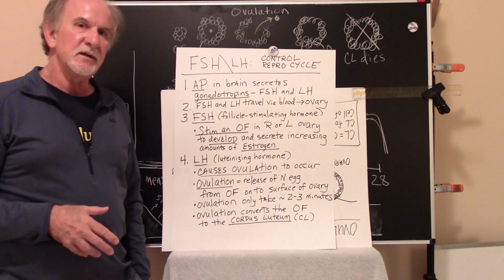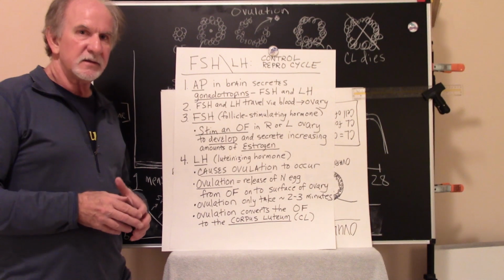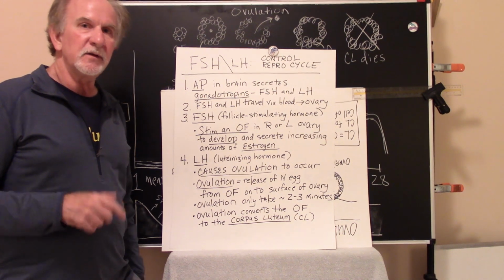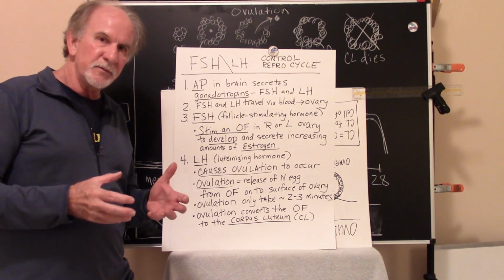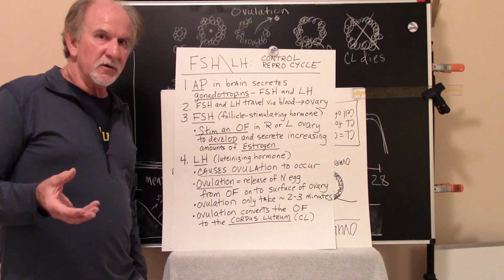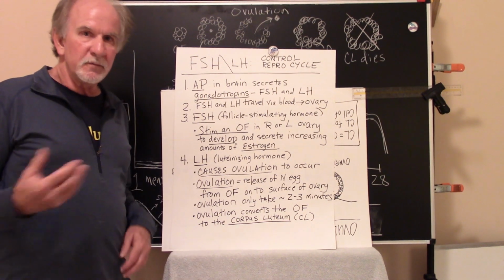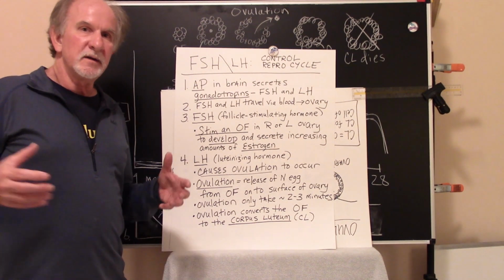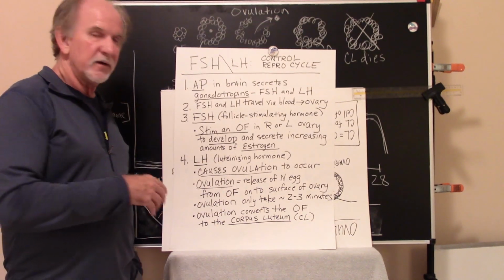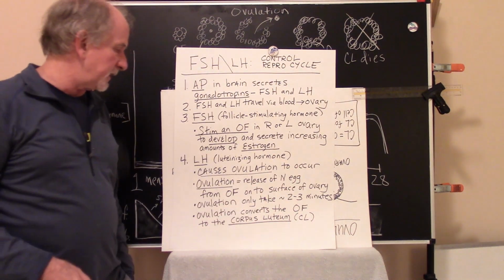So LH is what's known as luteinizing hormone, and it triggers an event that occurs at the midpoint of a 28-day cycle called ovulation. And ovulation is when the ovarian follicle ruptures and releases the egg onto the surface of the ovary. Once ovulation occurs, that haploid egg goes into the fallopian tube, where it may or may not be fertilized by a sperm. So, ovulation, as we'll see, is a fairly quick event that only takes maybe 2 or 3 minutes.